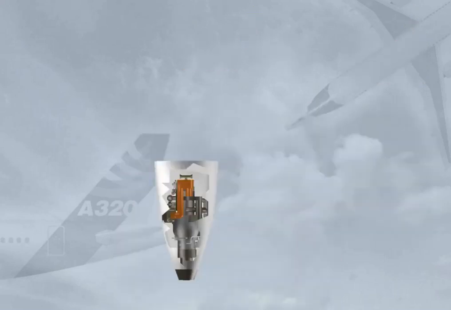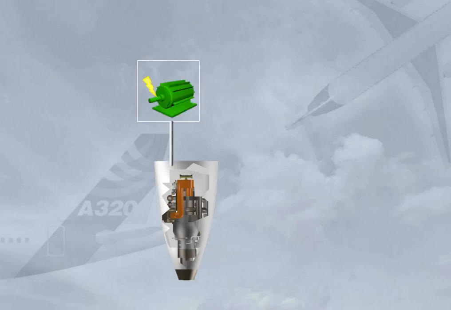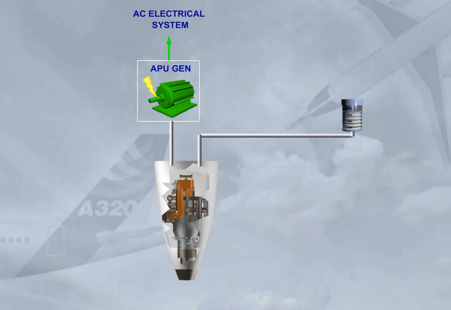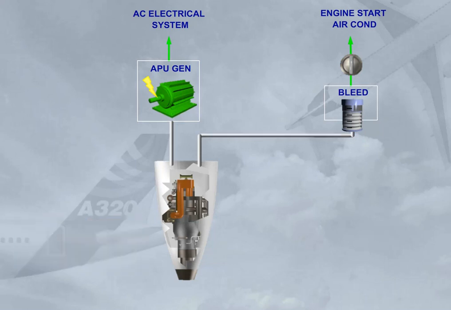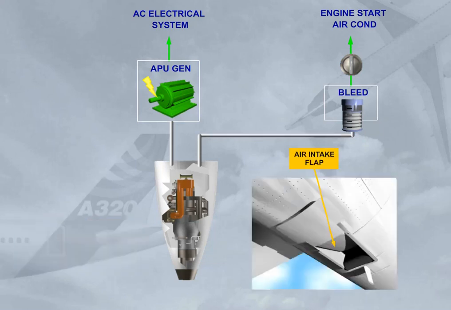The APU provides AC electrical power for the aircraft electrical system and bleed air for engine start and/or air conditioning. The APU has an electrically operated air intake flap, which, when it is opened, brings external air to its compressor inlet.